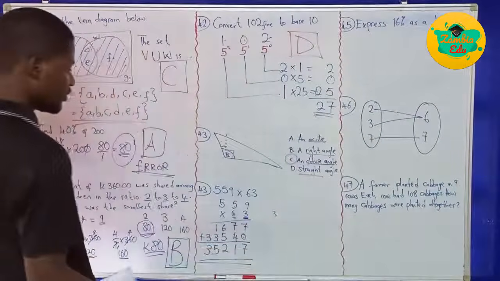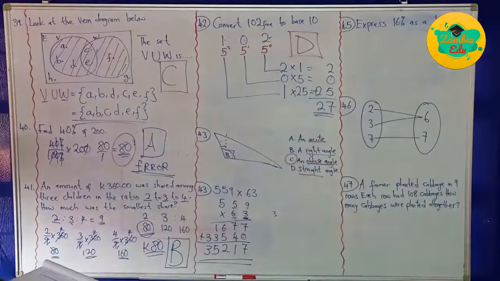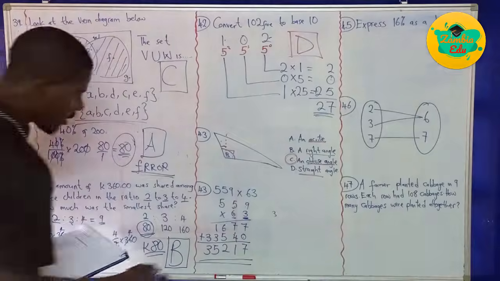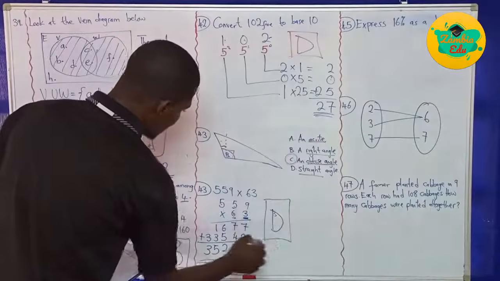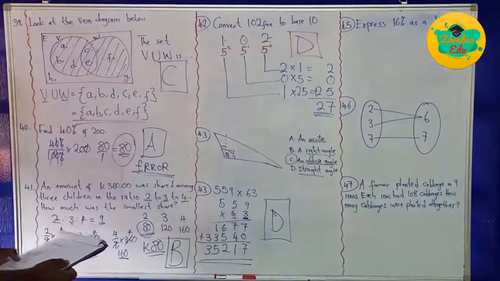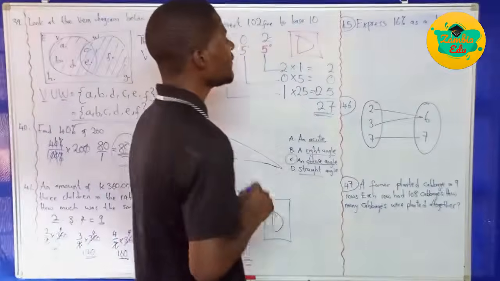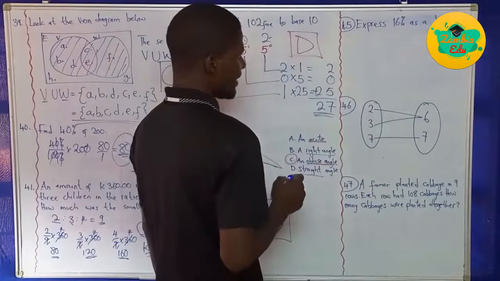Now we choose on our options. We are saying that our answer is 35,217. That answer was represented as option D on our multiple choice. So it comes as D, and therefore we know that for question 43, our answer was D. We quickly go to question 45, and question 45 says, express 16% as a decimal.